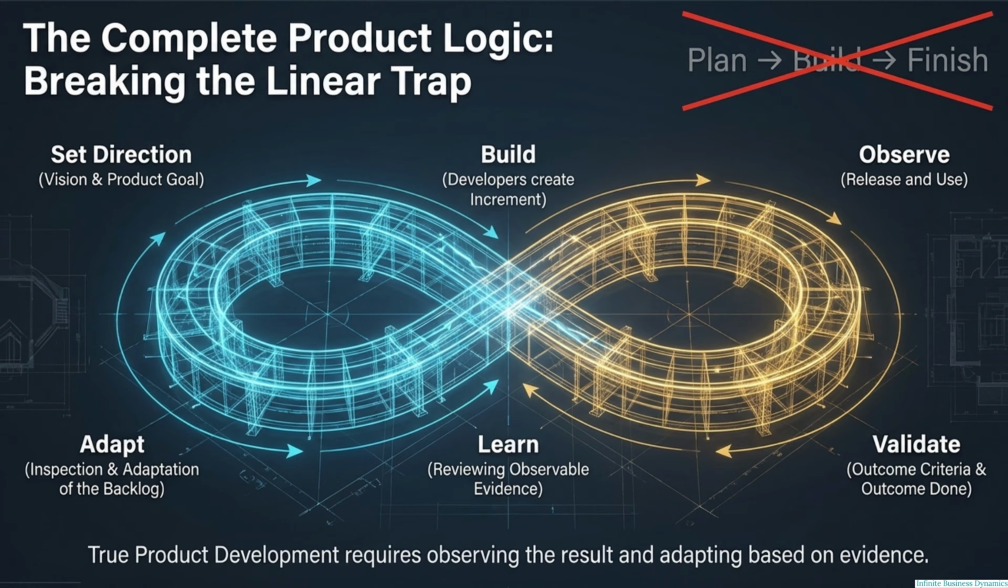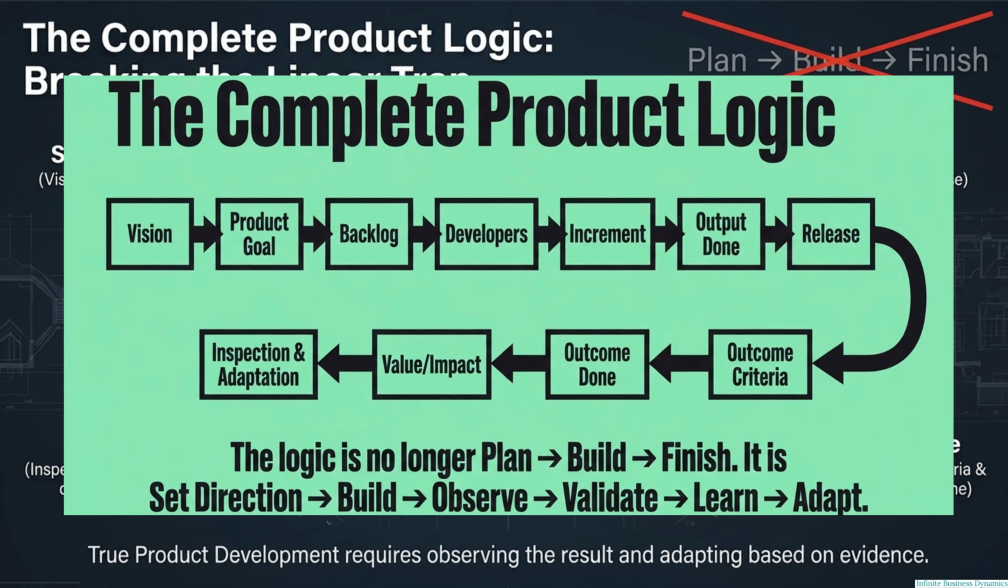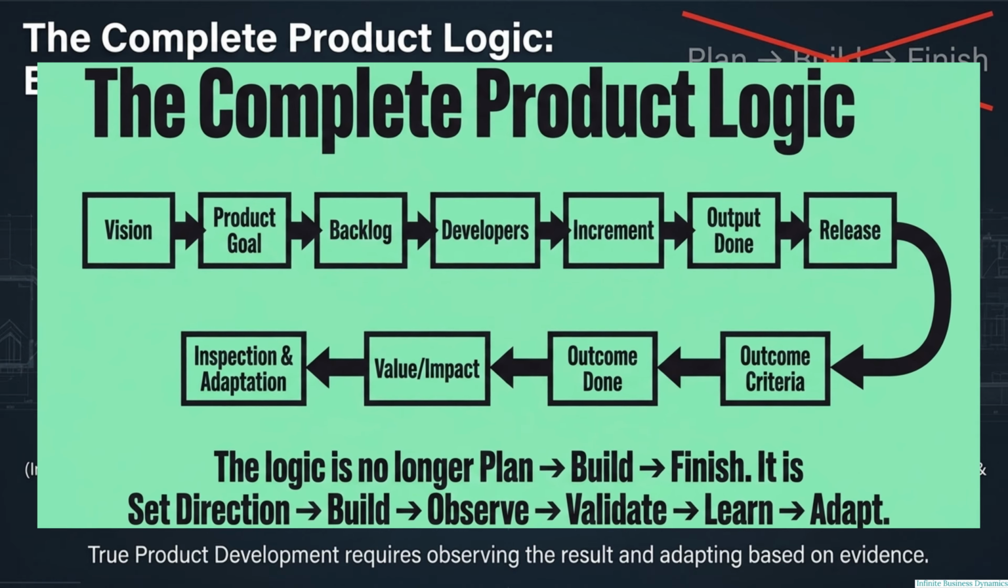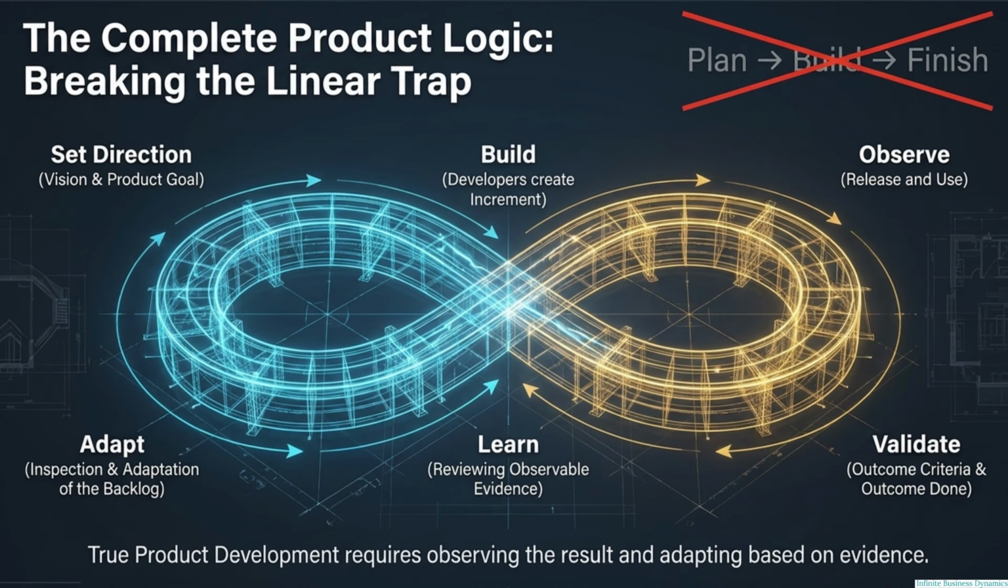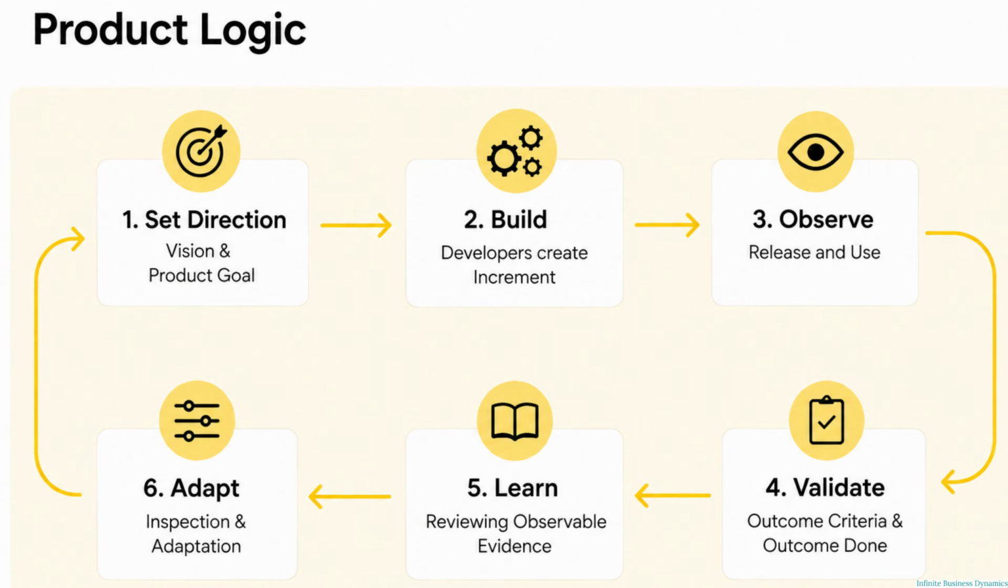And all of this comes together to form the complete product's logic. We are officially breaking free from that old linear trap of plan, build, finish. Instead, we're moving into a continuous loop because true product development requires continuous, evidence-based observation and adaptation. We can't just drop a feature over the wall and immediately move on to the next one anymore. We have to stay with it to ensure it actually works for the user. This continuous loop literally becomes the new cadence of true product development.